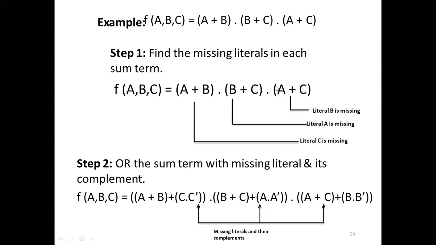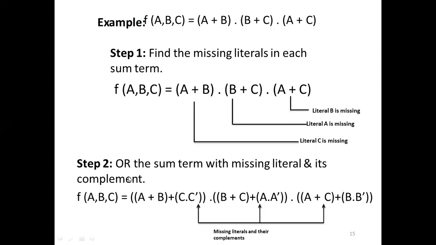These are our sum terms. In A plus C, which one is the missing literal? The missing literal is B. In B plus C, the missing literal is A. In A plus B, C is missing.